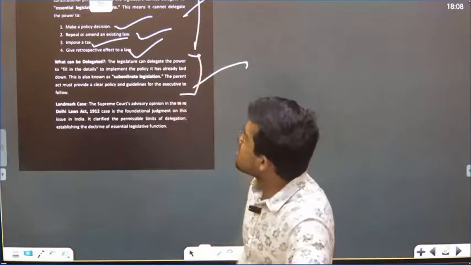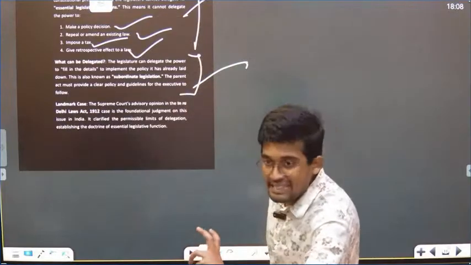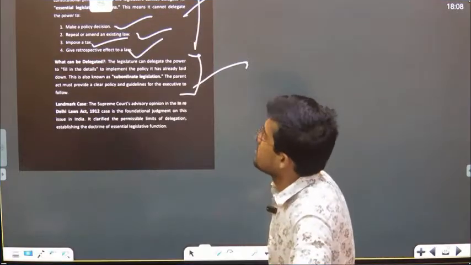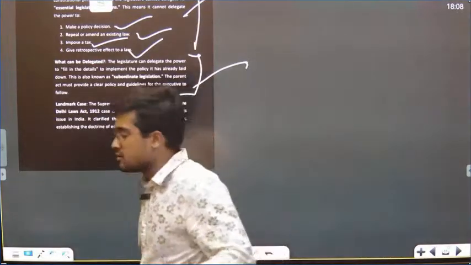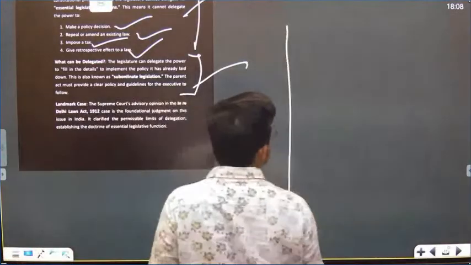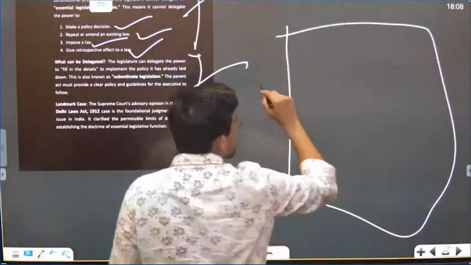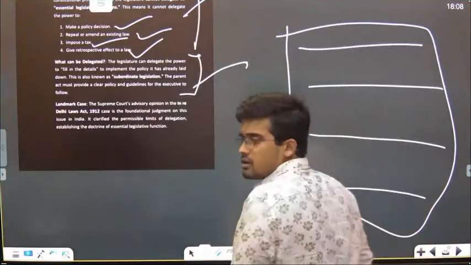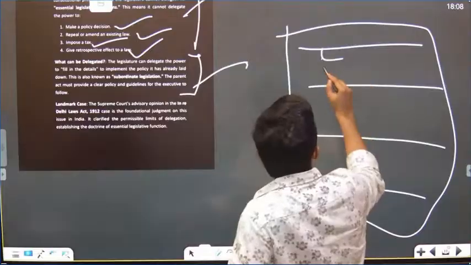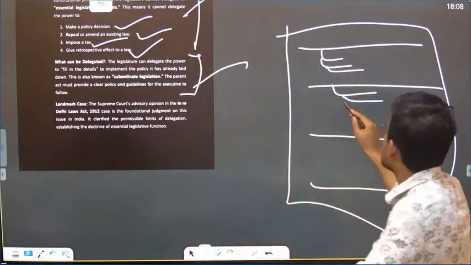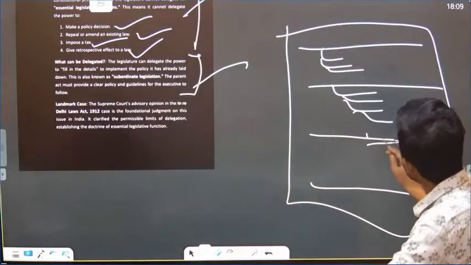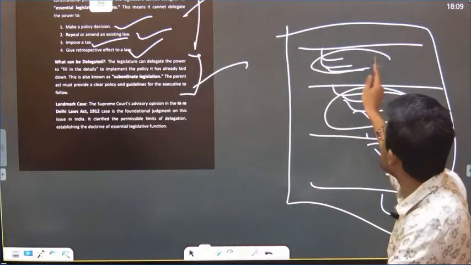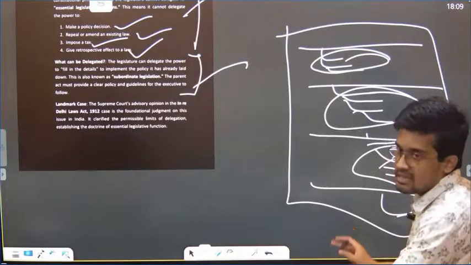The legislature can delegate the power to fill in the details to implement the policy that is already laid down. This is known as subordinate legislation. For example, a larger piece of skeletal law is made. The legislature has laid down the policy. The executive can only fill in the details: this is how we'll implement it. Doing these things is called subordinate legislation.